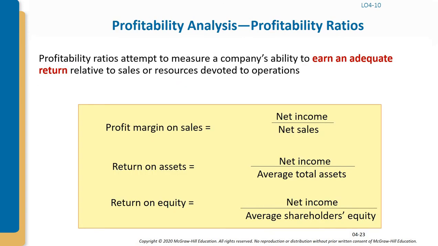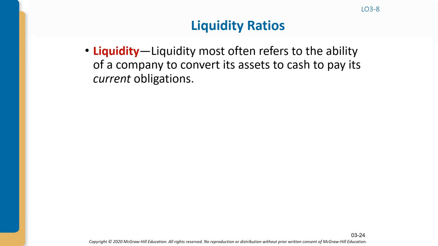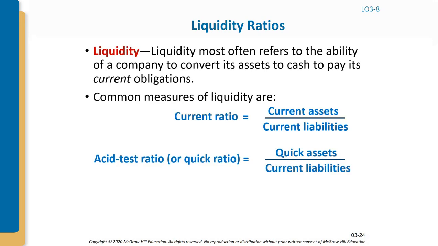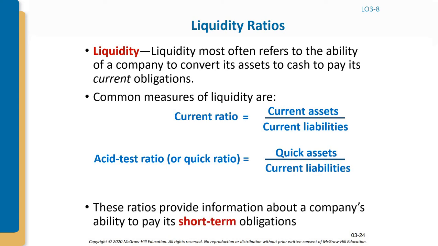And these are the profitability ratios: profit margin on sales, net income over sales; return on assets, net income over total assets; return on equity, net income over average shareholders equity. And finally we have the liquidity ratios, current ratio and acid test ratio, meaning how quickly you can convert your assets into cash. So those are really important.